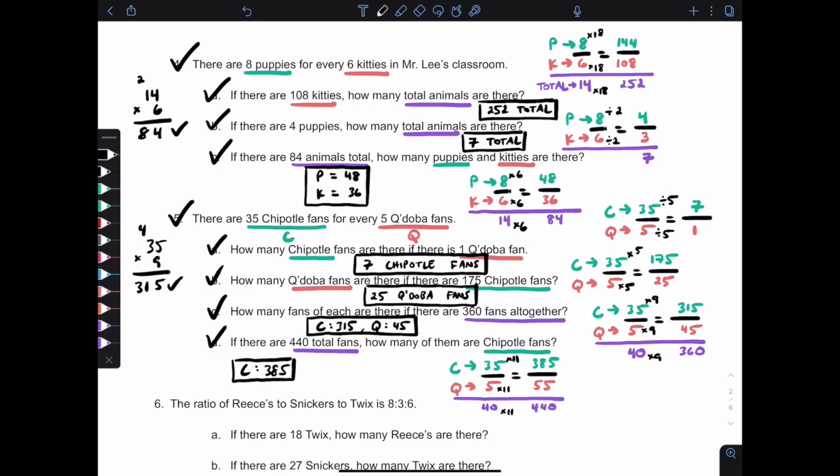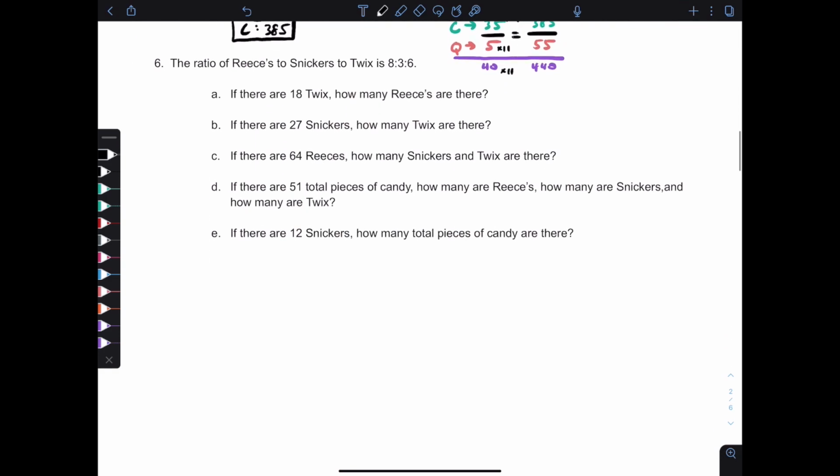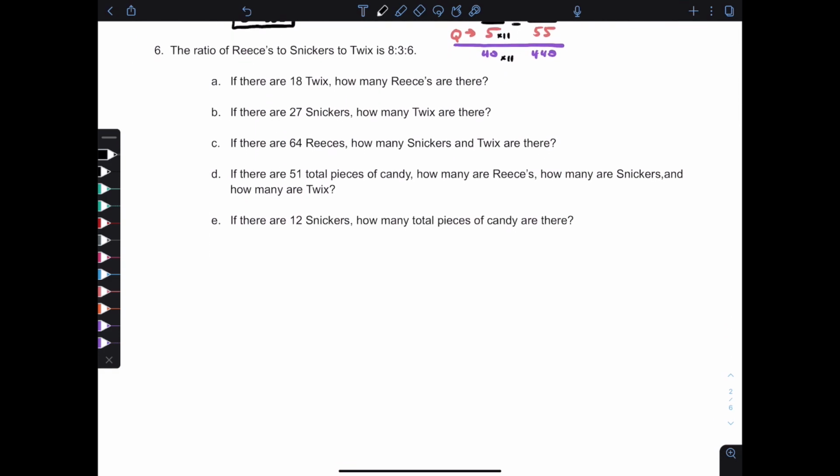All right, cool. That's the first 5 problems done. Let's take a look at number 6. Okay, the ratio of, oh gosh, there are 3 things here, everybody. There's Reese's, 8, and then there are Snickers, which is 3, and then I'll use a different color here. I use gray. Twix. Twix is going to be 6. Okay, so it's gonna be a little bit weird, I guess, because there's 3 things, but don't worry too much. We can handle that.